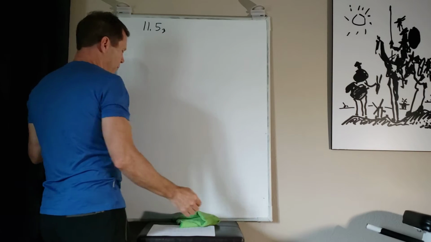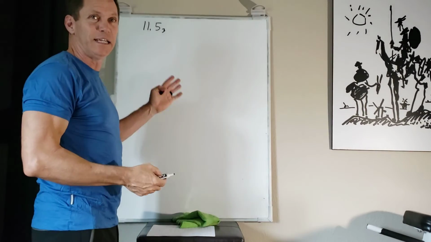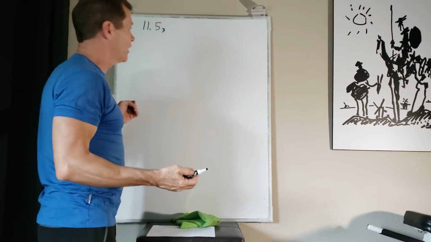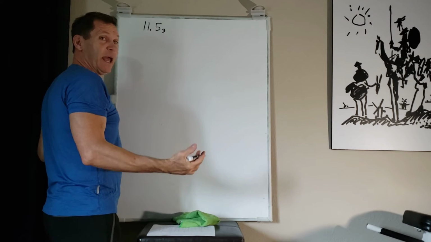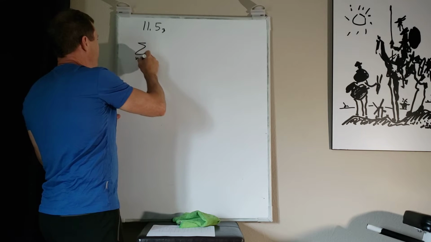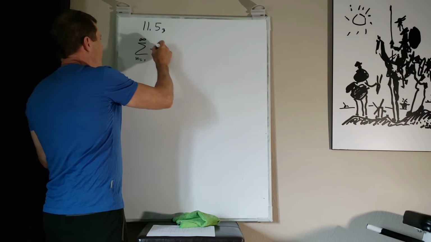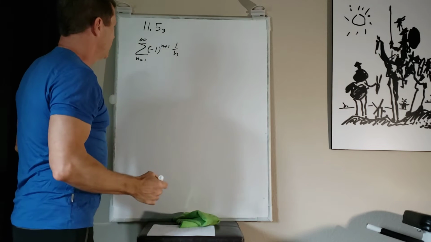I'm going to go through an example and show you that with an alternating series, it's really easy to get an error bound, which is why I like alternating series. I can tell if it converges really quick and I can get an error bound. Let's look at a series that we're used to: n equals 1 to infinity of (-1)^(n+1) times 1 over n. Let's see what that looks like.